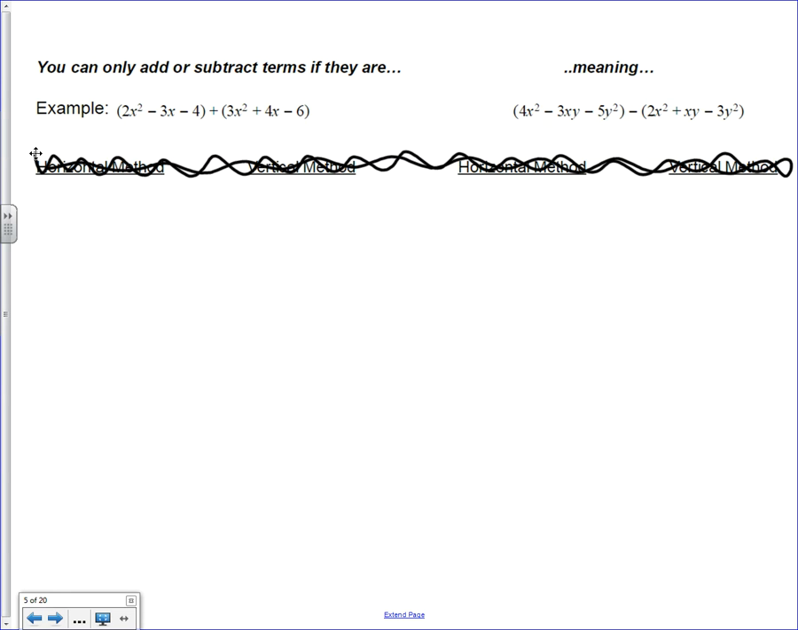Okay, so take a look at the words at the top there. They're bolded. It says, you can only add or subtract terms if they are, I'm going to put that after, meaning the same. What do we call things that are the same? Like terms. Like terms, meaning they are the same.